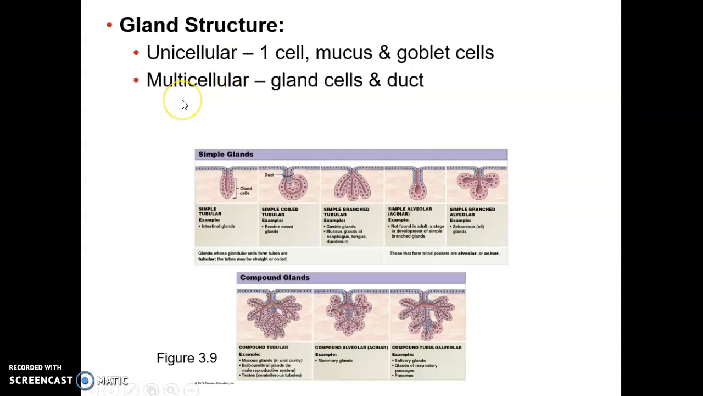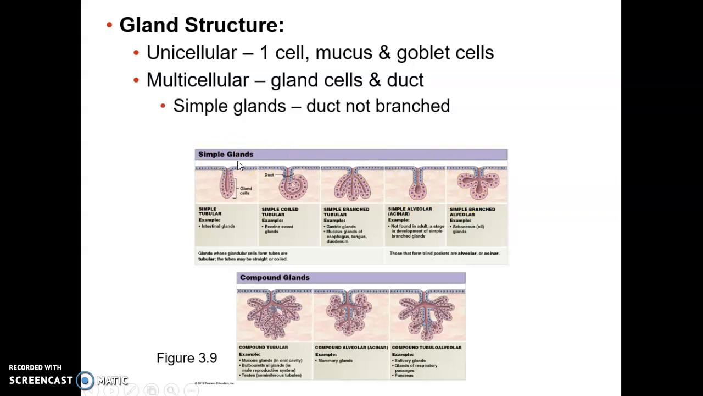If it's multicellular, there's more than one gland cell that secretes, and usually there's a duct. All right? So if it's a simple gland, the duct is not branched, and that's all of these that you see up here. Multicellular glands that have a single duct. So all of these are simple glands.